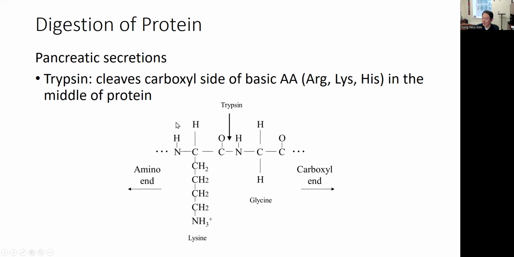carboxyl end of lysine, or the carboxyl end of a basic amino acid. So this can be lysine or arginine or histidine. So this peptide bond will be cleaved. That's the function of trypsin. So if there are 20 basic amino acids in the middle of a polypeptide, trypsin will cut the peptide bonds on the carboxyl end of those 20 basic amino acids. Right? I hope that makes sense.